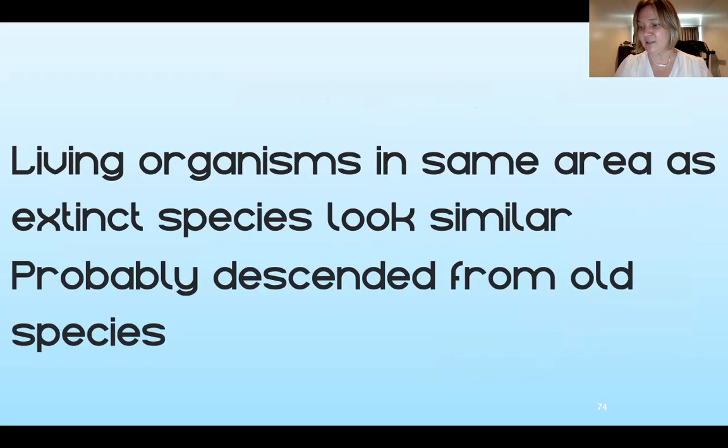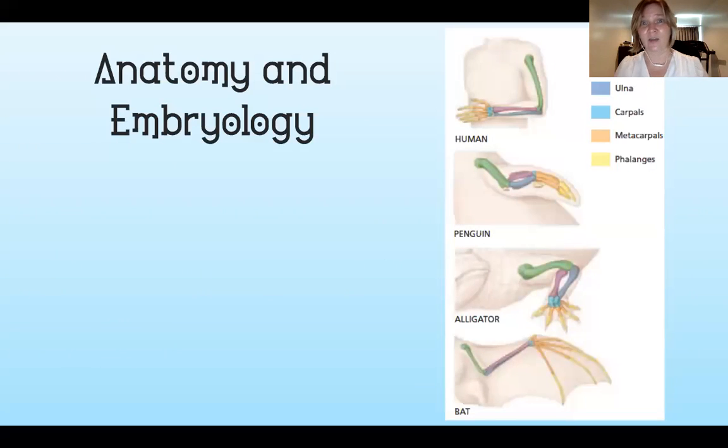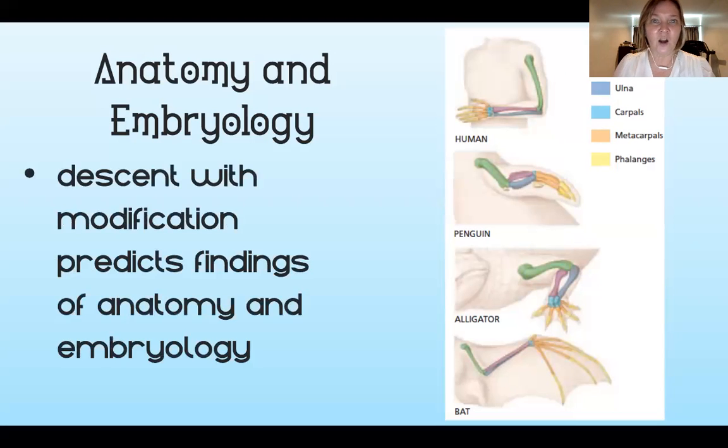Like I said, all of these things are just different tools that you put together to form a picture of how a species evolved. Okay, and now we have anatomy and embryology. Remember, part of Darwin's theory is descent with modification that predicts findings of anatomy and embryology.